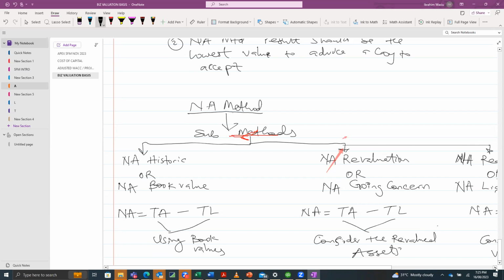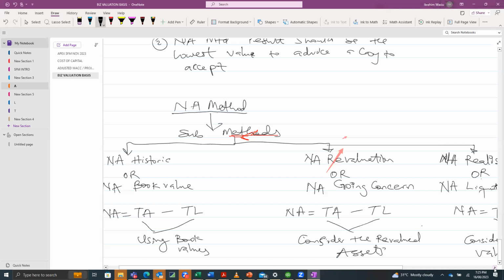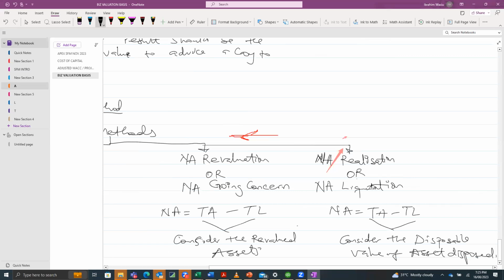Then the last sub-method, which is the net asset realization or realizable value, or liquidation, is when a company wants to cease operation actually. And what is the formula? The same formula, total asset minus total liability. But here, you consider the realizable value of the assets you are now disposing of, after considering your assets in the financial statement.